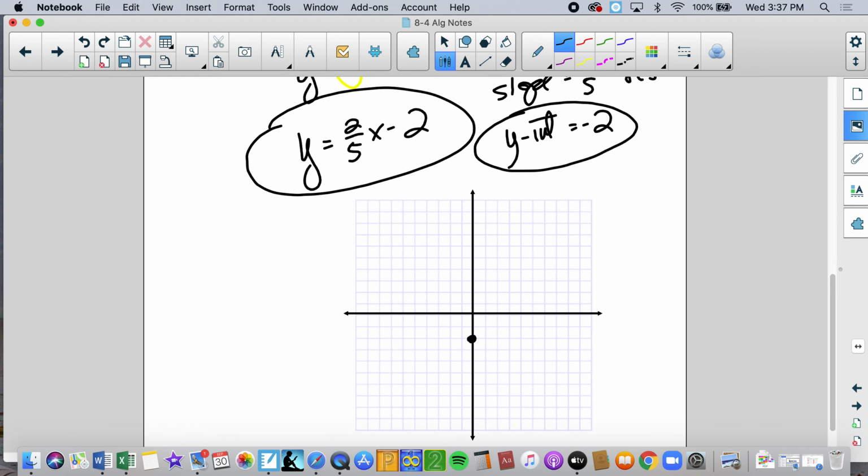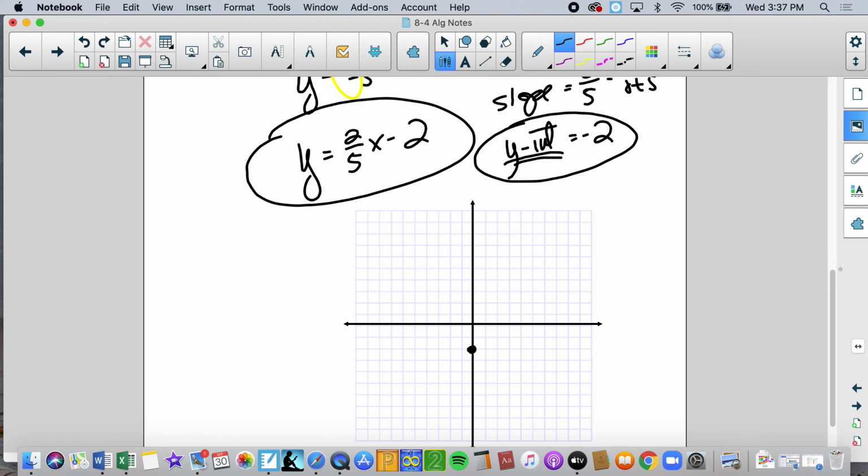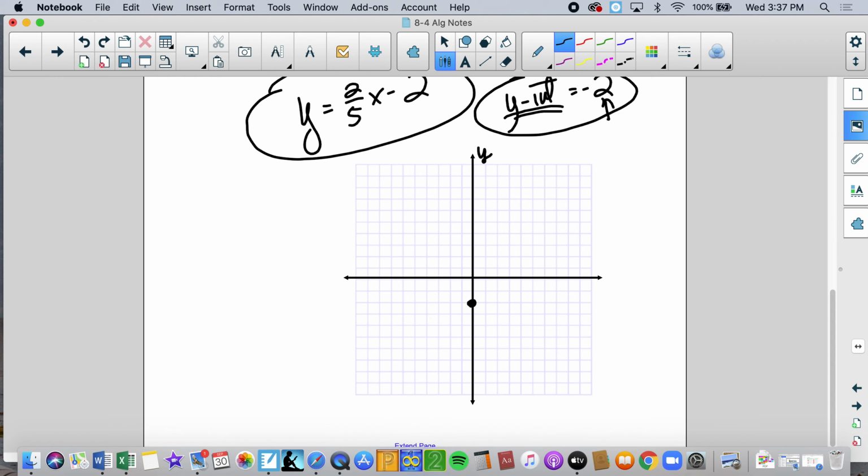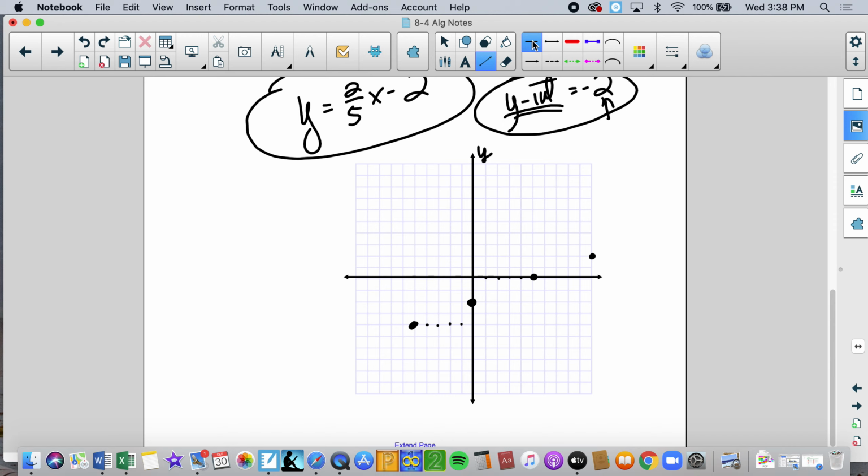I know this line crosses the y-axis at -2. So here's my y-axis, here's -2. Now I can use my slope, up 2, right 5. 1, 2, 3, 4, 5. I make a dot. Up 2, right 5 again. If I wanted to reverse it, I would go down 2, left 5. And notice it would still be on that straight line. Still be okay, and I'd be able to represent the graph.